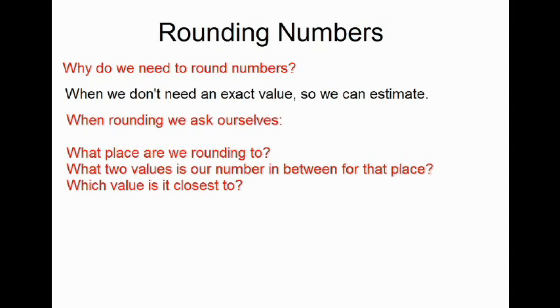So when we're rounding, there's a few questions we have to ask ourselves. The first question we want to know is, what place are we rounding to? In other words, what place value is it that we're having to round to? The next question we ask ourselves is, what two values is our number in between for that place? If you're not quite sure what that means, we're going to take a look at a couple of examples and explore what that means. And then finally, which of these two values is our number closest to? So let's look at a couple of examples to explore these three questions.